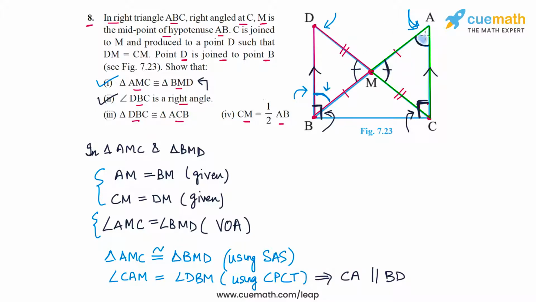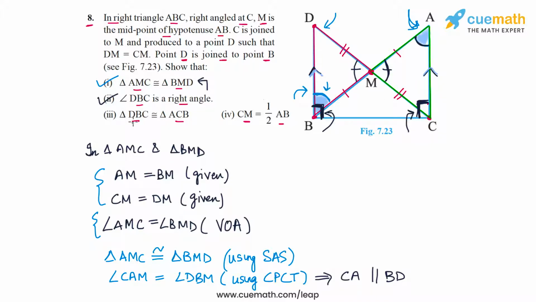So we use the fact that this angle here must be equal to this angle here, and these are alternate interior angles. So if these two are equal, then AC and BD are parallel, and if AC and BD are parallel, this means that the angle at B, DBC, must be 90 degrees as well, because angle ACB is 90 degrees.